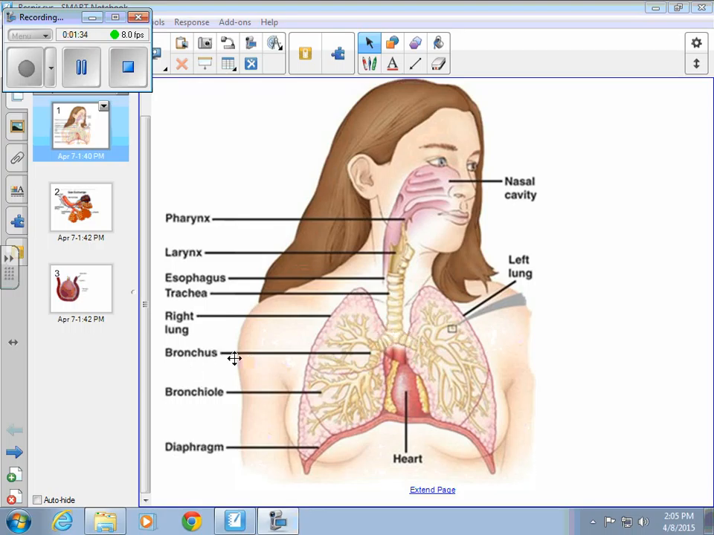On this diagram it's labeled bronchus. And the bronchi are going to take you into both of the lungs. And in the lungs, as we get further down in, the bronchi branch off into many branches called the bronchioles.